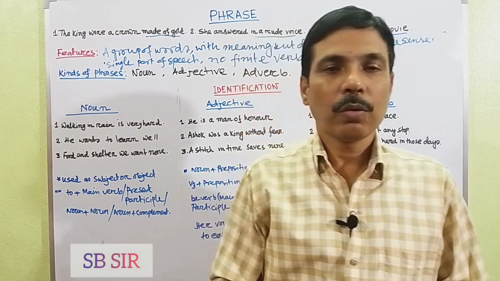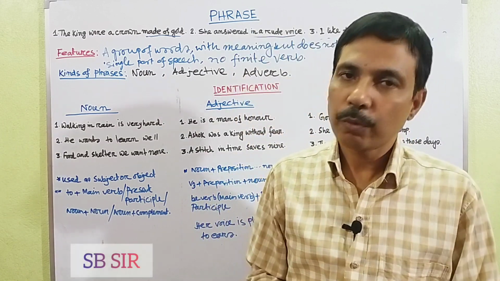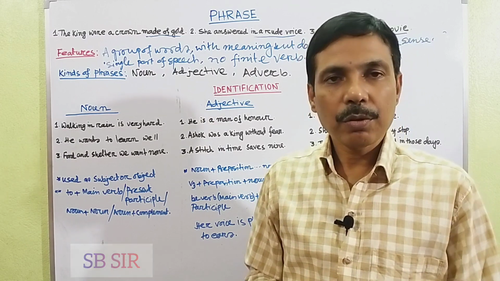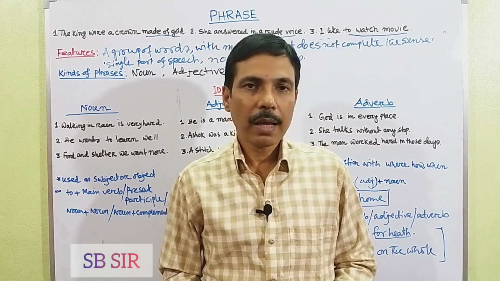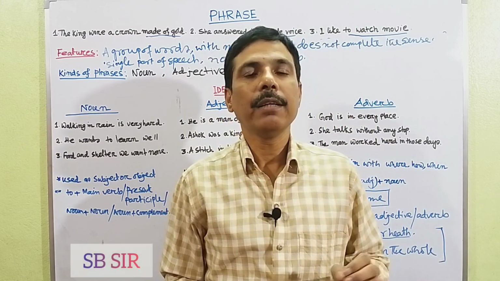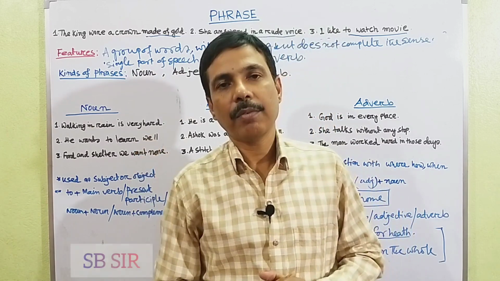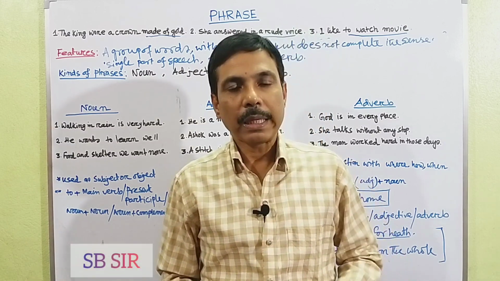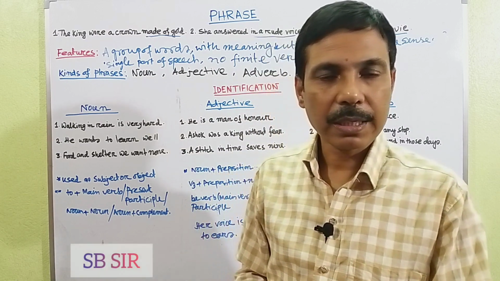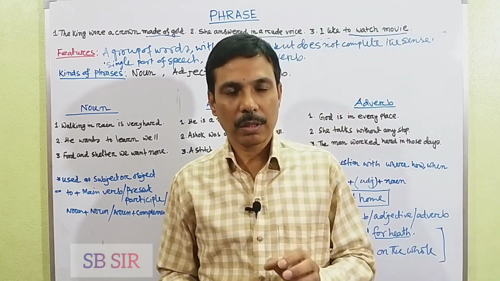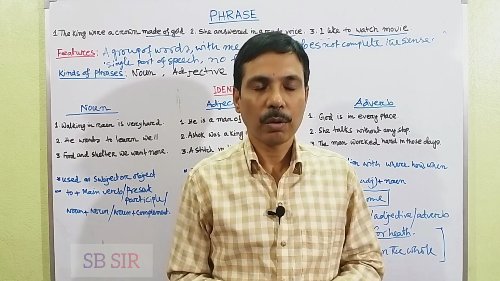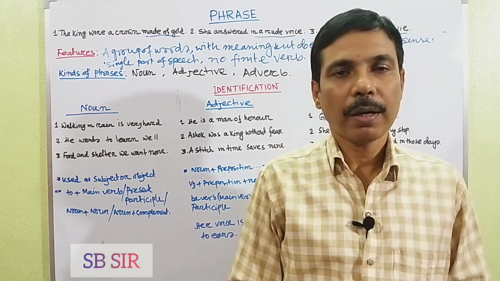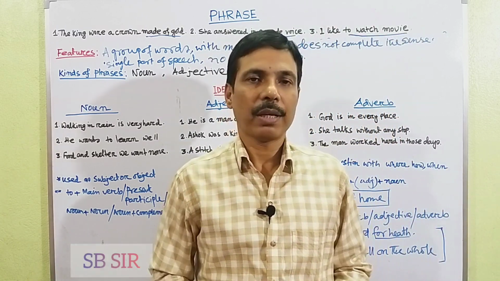So we conclude here, what is phrase? Phrase is a group of words with a meaning and used as a single part of speech in a sentence without any finite verb. That means there are 4 characteristics. A phrase consists of more than one word. Number 2, it has a meaning but does not complete the sense of a sentence. Number 3, those 2, 3, 4, 5 or more words are used as a single part of speech in the sentence. And number 4, the most important, there is no finite verb in a phrase.